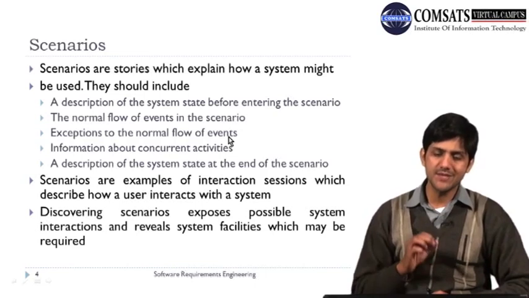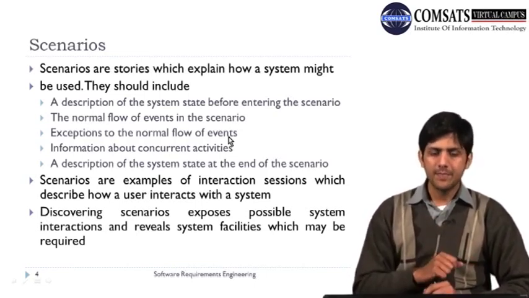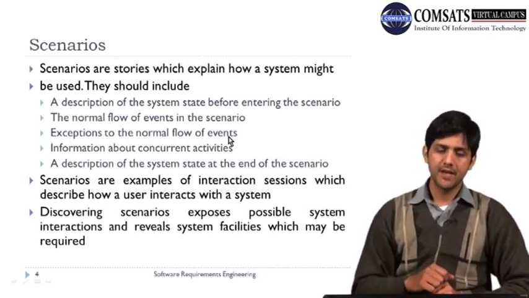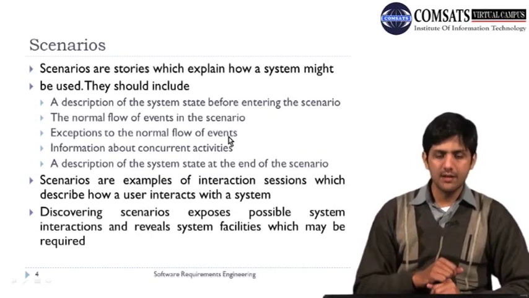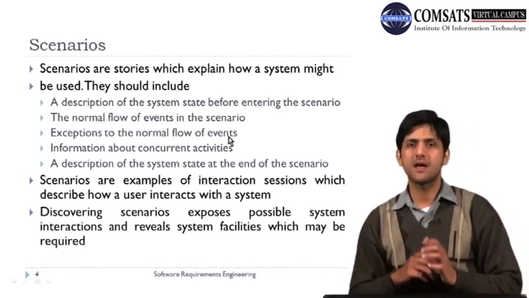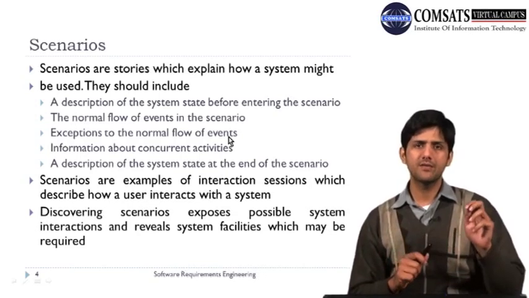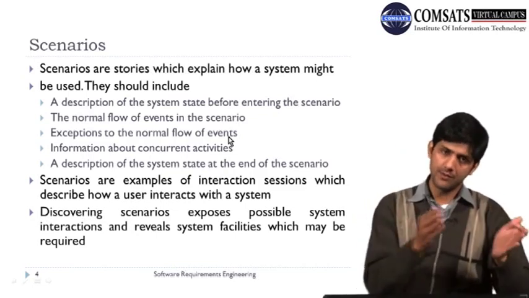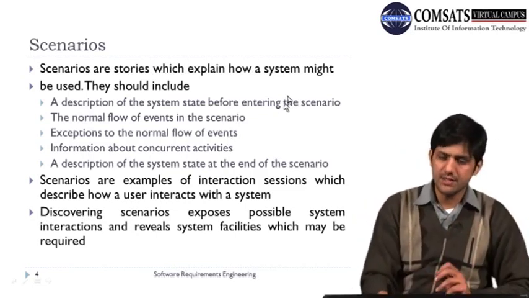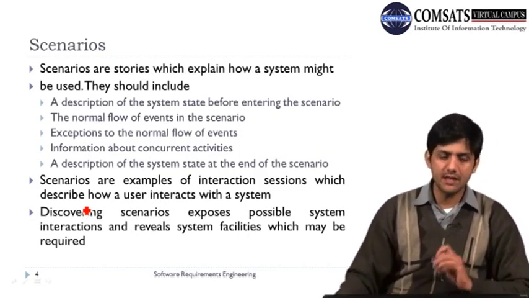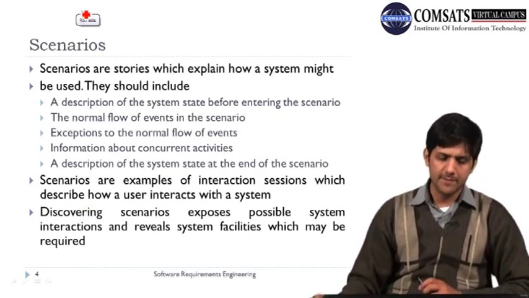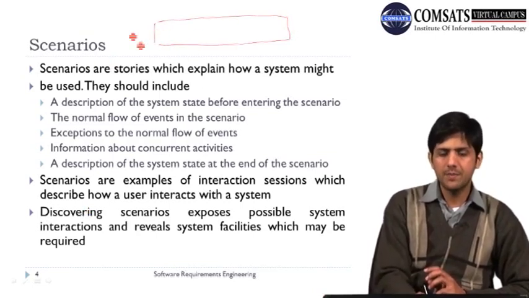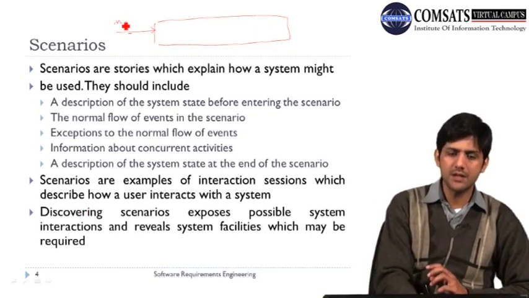A description of the system state before entering the scenario, the normal flow of events in the scenario, exceptions to the normal flow of events, information about concurrent activities, and a description of the system state at the end of the scenario. So there are two things which a scenario would always have: what was the state of the system before you entered the scenario. Let's imagine that you have a pre-state. Let's call it the initial state of the system. So let's say this is my whole scenario, and before entering the scenario, I have an initial state.